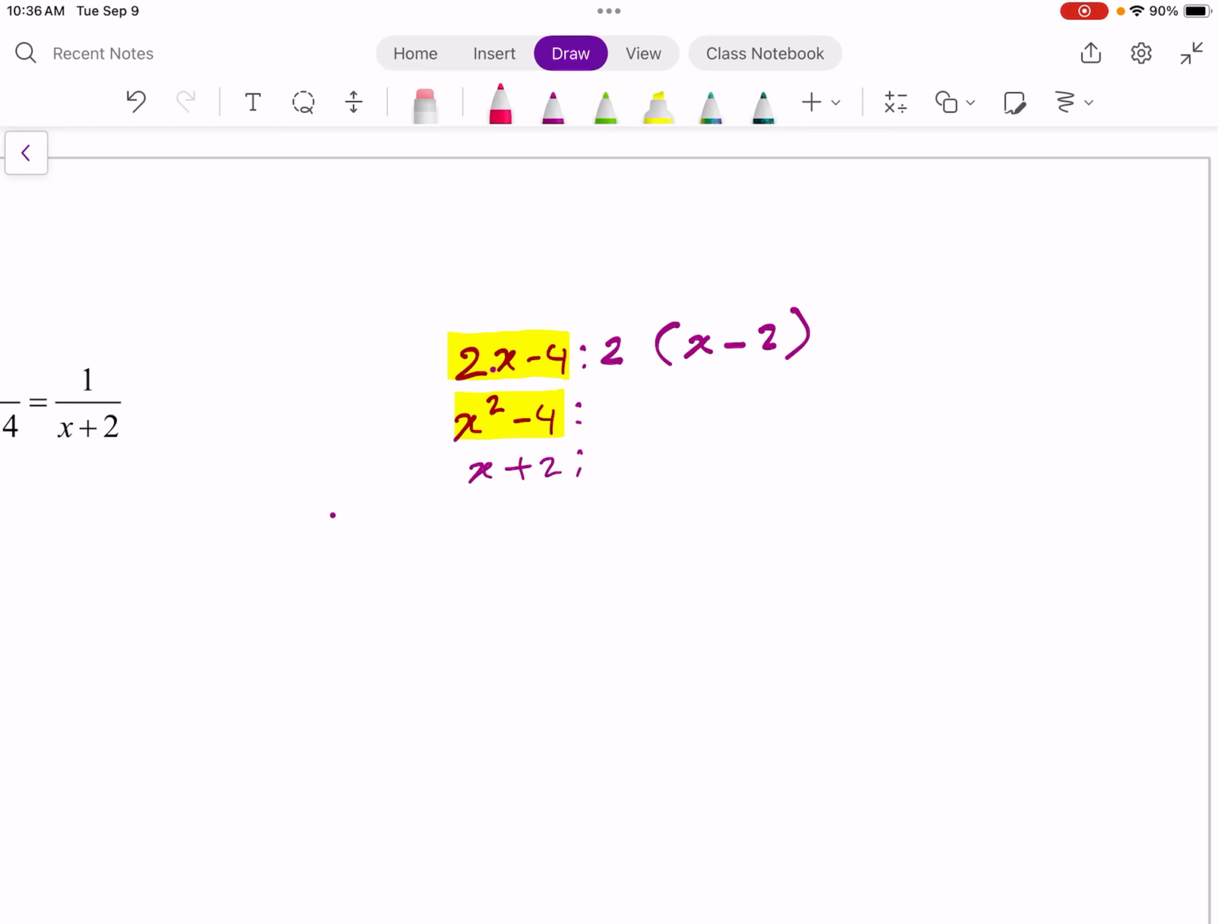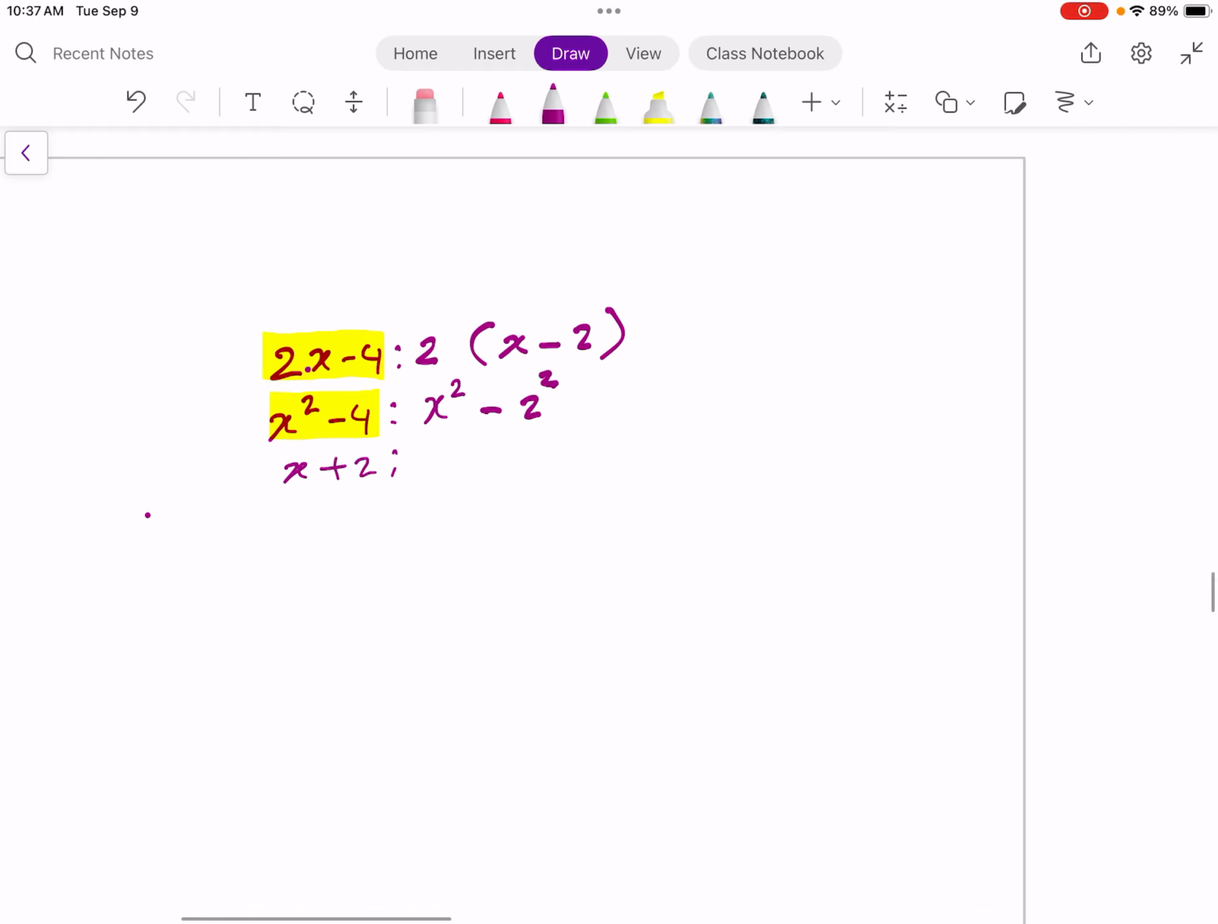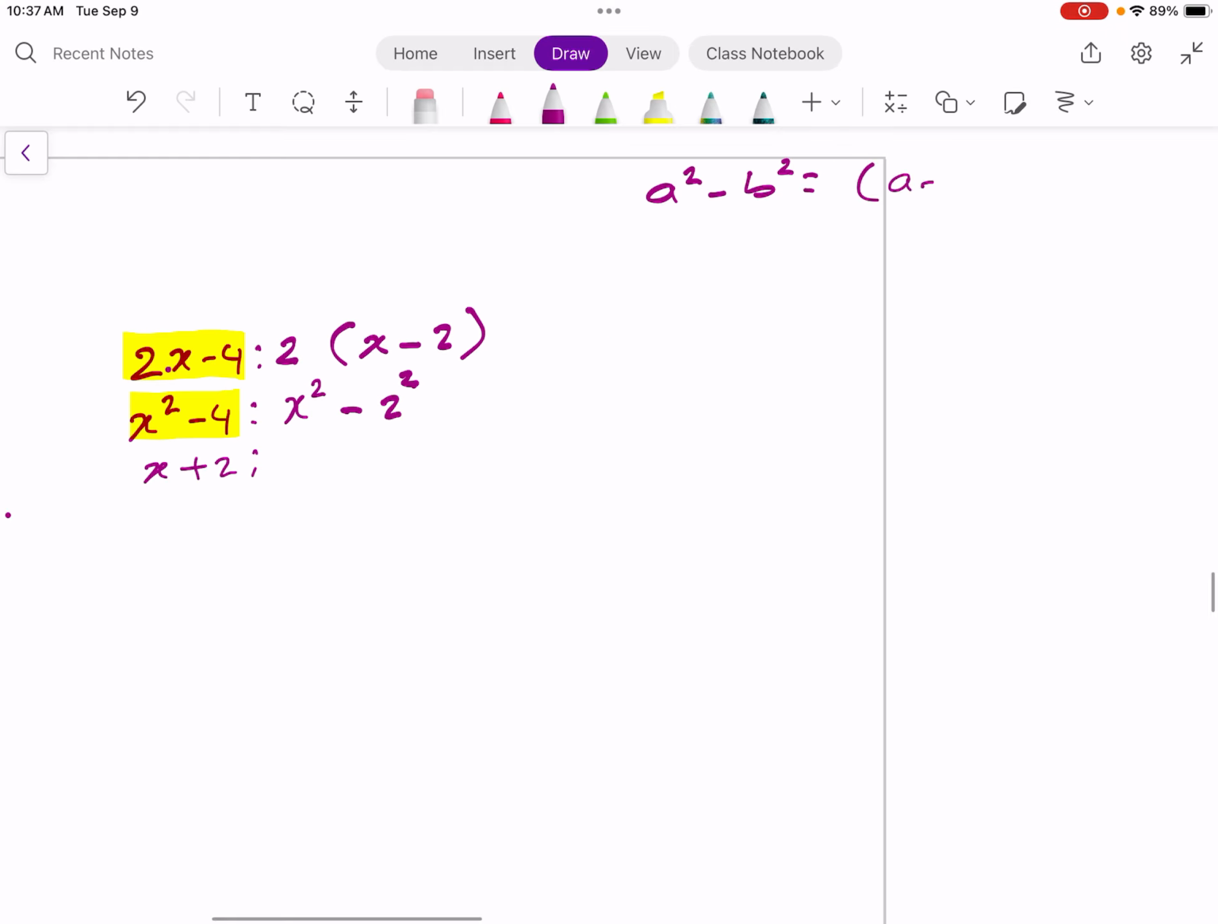Can we rewrite this as a difference of square? Here we have x squared, right? We already have a square here for x. Now how can we rewrite 4 in a square form? 2 square, right? So 4 is 2 square. Now if you have difference of square, then our factors is sum of those two numbers times difference of those two numbers. So here our a, what is a? a is x, b is 2. So we replace a by x and b by 2. So that is x plus 2 times x minus 2.